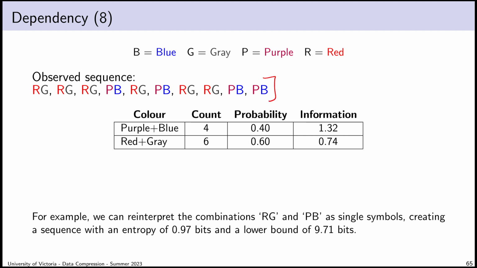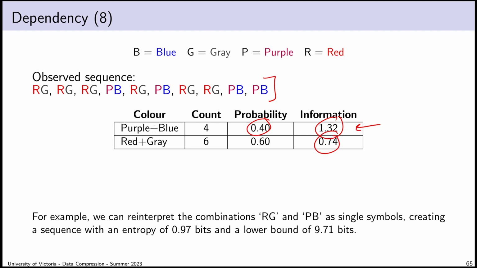Each symbol is twice as long, I guess. I mean, it contains twice as many details about reality as what I had before, but by batching these symbols together to make two symbols into one, I have eliminated some of that dependence. So now what I have is the purple-blue symbol occurs with probability 0.4 and has information 1.32. The red-gray symbol has information 0.74.